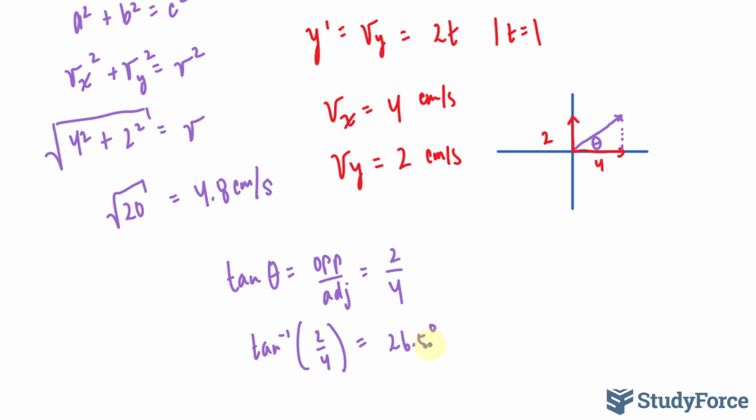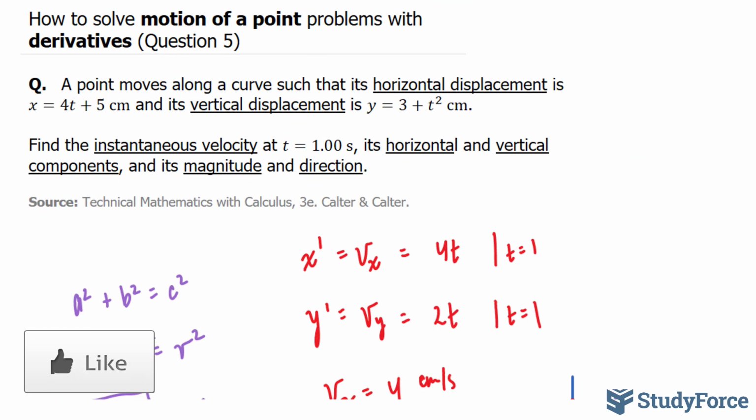We found the resultant of v subscript x and v subscript y by vector addition. We also found the direction of the resultant using trig functions. That is how to solve motion of a point problems with derivatives. Make sure to watch the last question in this series where we tackle one more problem related to motion.